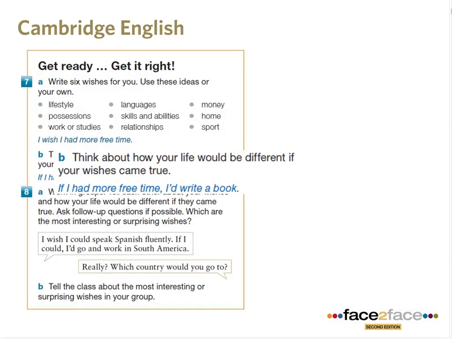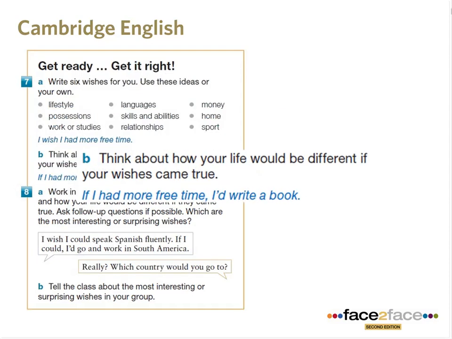Then we ask them again on their own to think about how life would be different if your wishes came true. If I had more free time, I'd write a book. Not sure I'd recommend that. You don't get any free time at all if you do that. But here the students have had time to prepare the sentences they're going to use. They're personalized, and while they're doing this, of course, the teacher is checking that they get them right.